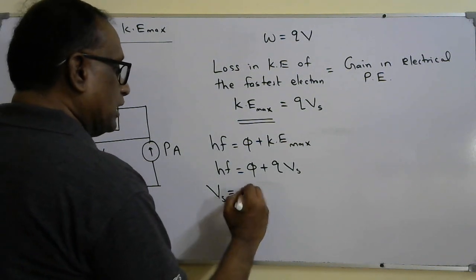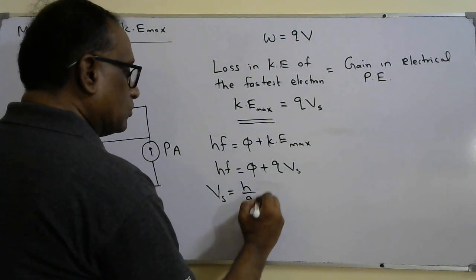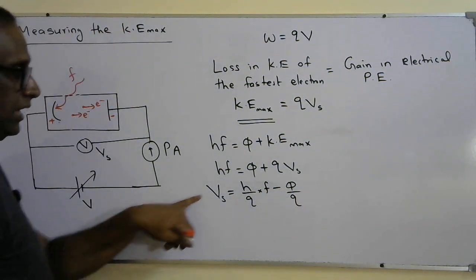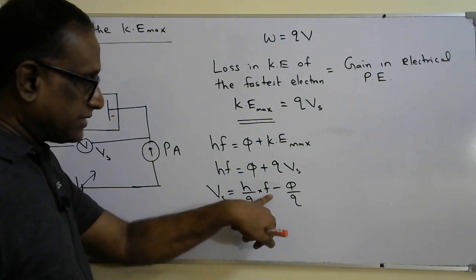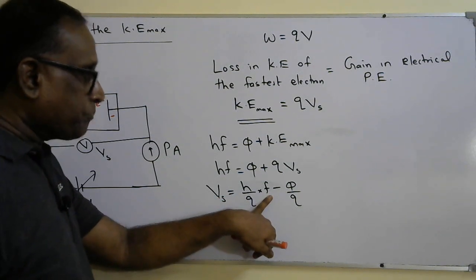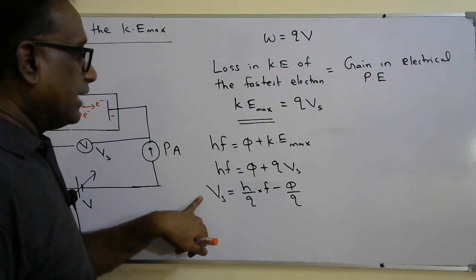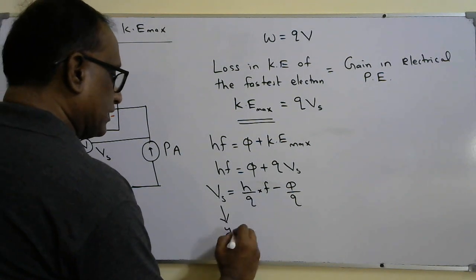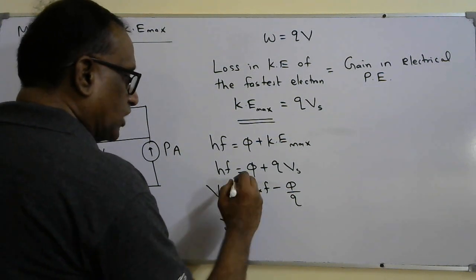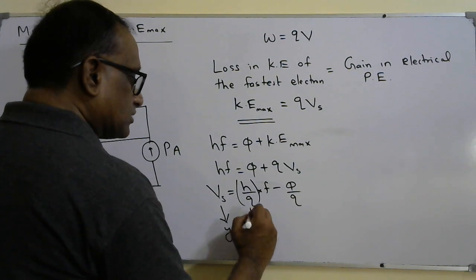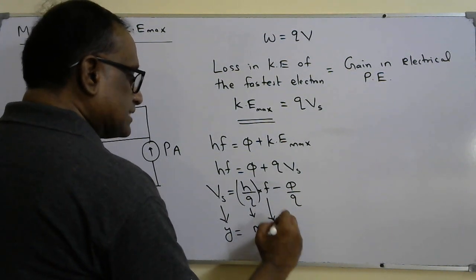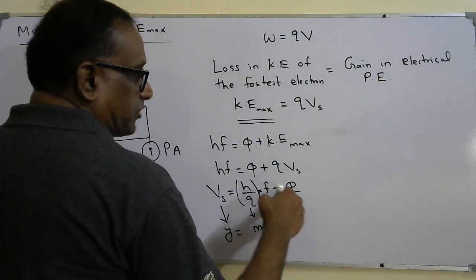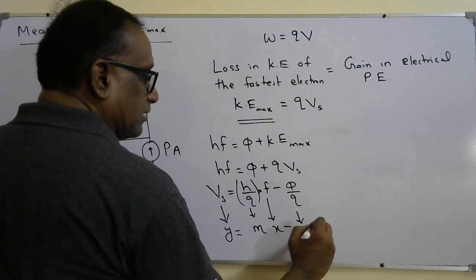Vs is equal to h over Q times f minus phi over Q. Carefully see the rearrangement. Vs is the dependent variable, f is the frequency, the independent variable. So Vs equals h over Q into f minus phi over Q. So this is on the y-axis, y equals. h is a constant, Q is a constant, so that is a constant, so that could be the gradient. Frequency is the independent variable, x-axis. Phi and Q are constants for a given metal, so they could be the y-intercept.